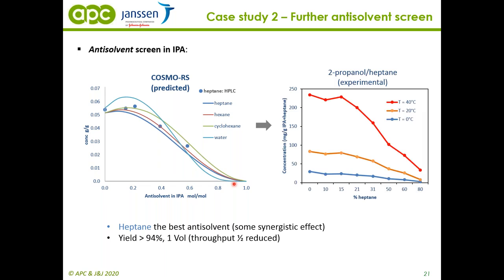Then we mapped not only different solvent compositions, but also different temperatures. Here it was possible to increase the yield from 88% to 94% by adding antisolvent. The only downside, let's say, was that we are reducing the throughput by half, just because we need to add 58% of heptane.